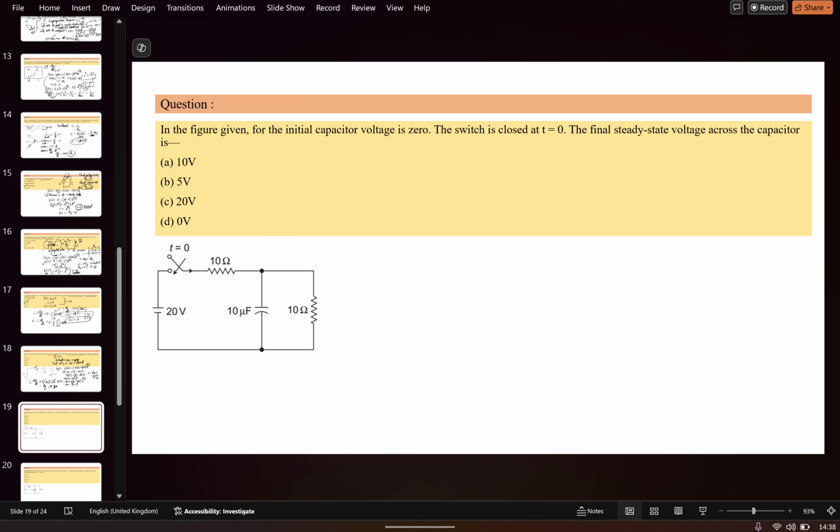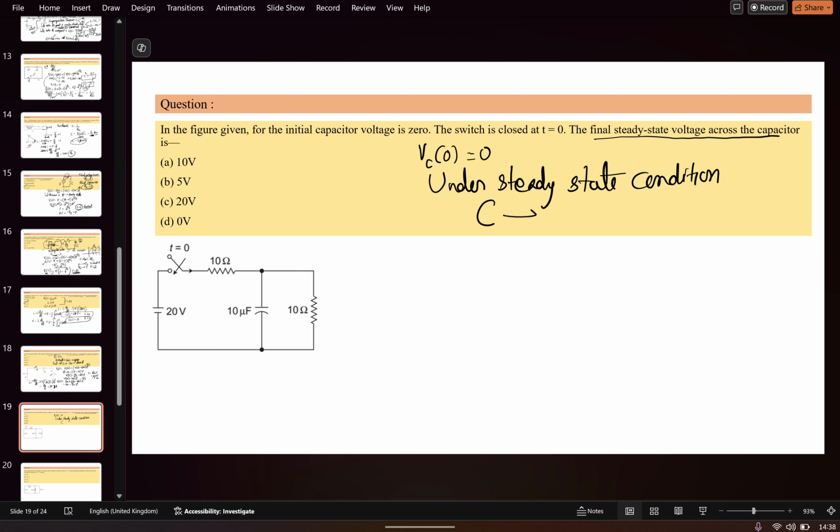Next problem. If you see in this question, it is asking that for the initial capacitor voltage VC0 equal to 0, the switch is closed at t is equal to 0, and then the final steady state voltage that appears across the capacitor is. So what I have told, under the steady state condition, capacitor will become open circuited and inductor will be short circuited. So if the capacitor under steady state becomes open circuited, the circuit will look like this.